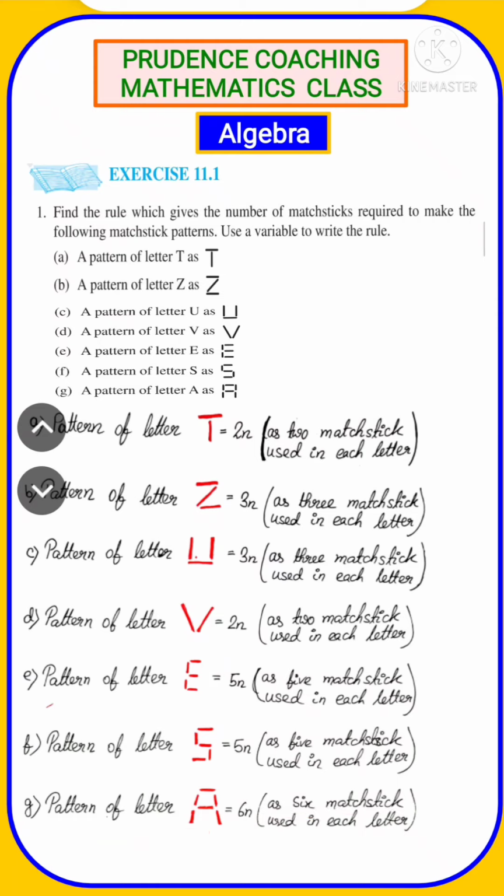So finally, what is the conclusion? We are multiplying the number of matchsticks required in each letter into n. n is the number of letters we are forming, which is variable. We don't know how many T's we are forming, how many Z's we are forming. So we are writing the formula like this.